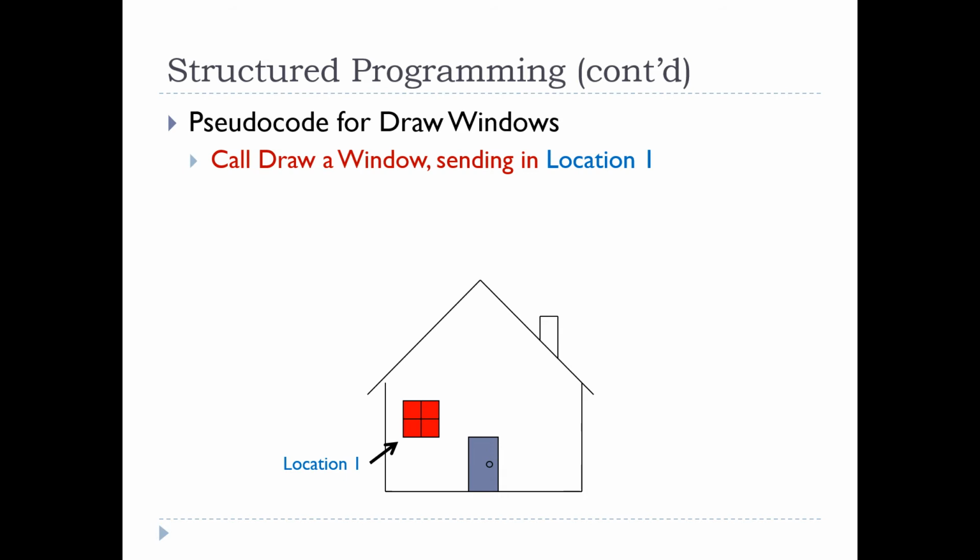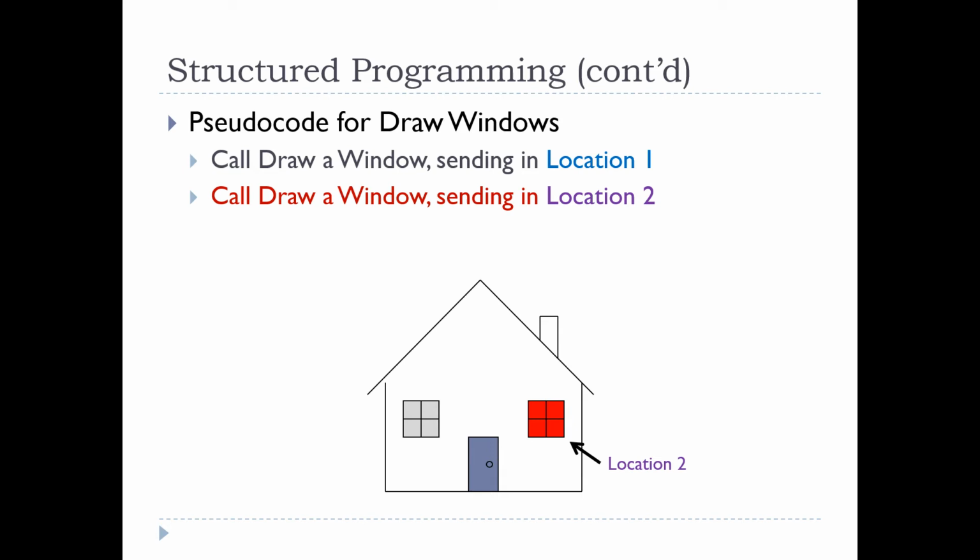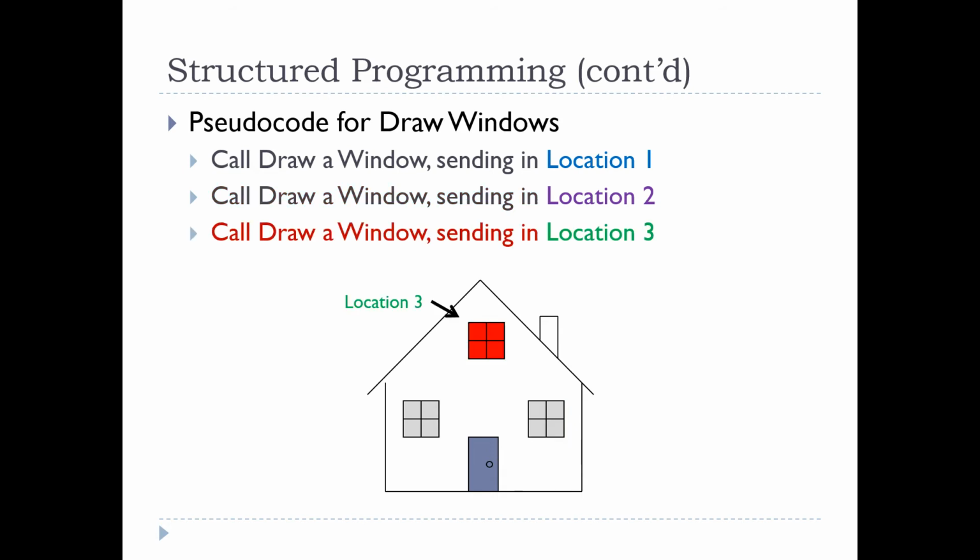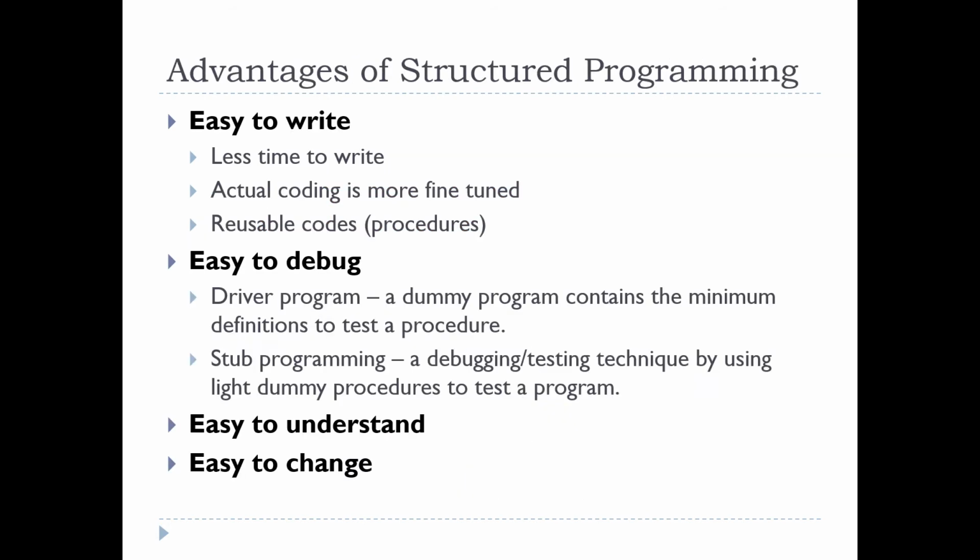So you pass location 1 to draw the window. You can do the second location for window 2 and 3 and so on. So it's easy to write, easy to debug, easy to understand, and very easy to modify. So we have things modularized in this way. If there's a problem with the window, I just go right into the draw window code. It's in there. Or in the doorknob, go right into that code and fix it there.